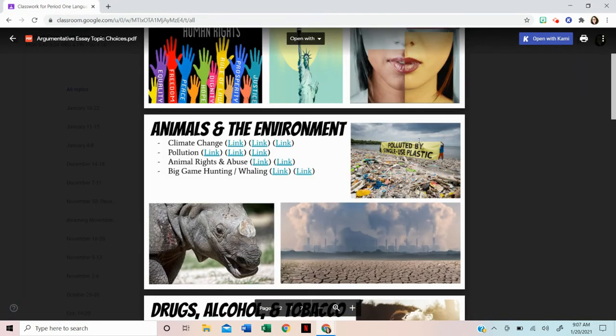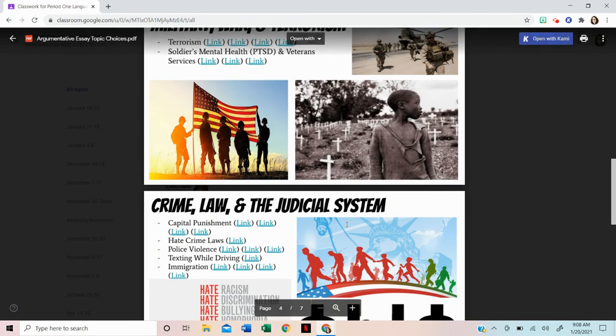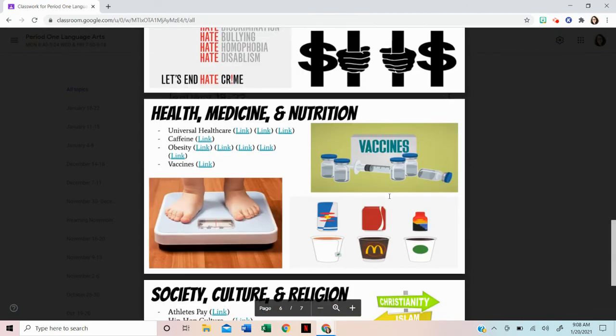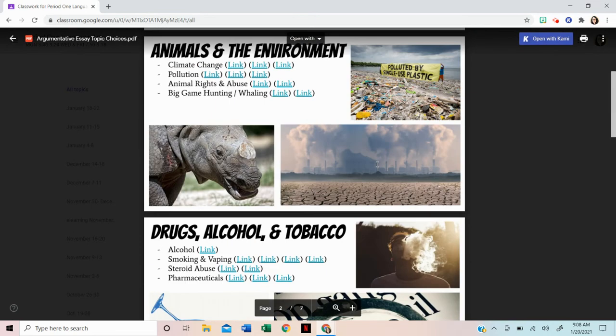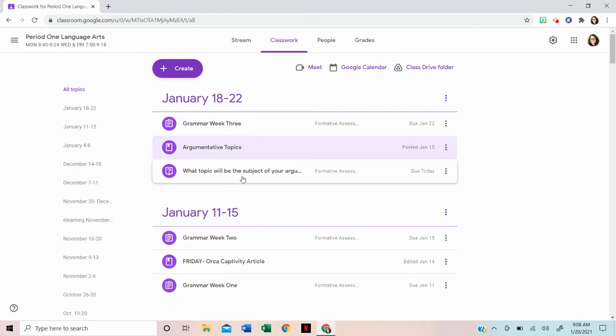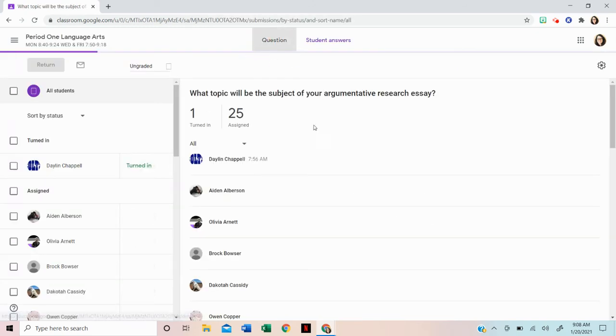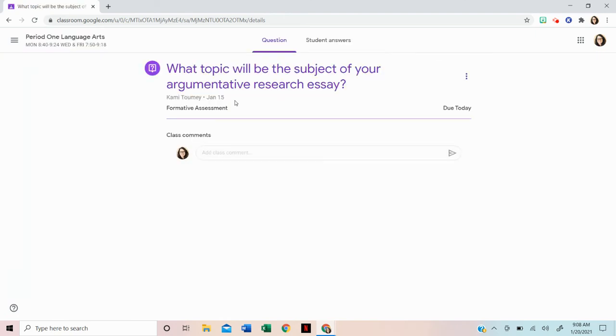There are, like I said, a ton of them to pick from, so don't feel like the first one that you click on is the one that you have to pick. You've got all day to really look through these and figure out which one you definitely want to write your paper on. Okay, but once you do figure it out, you are going to notify me of what you pick. So right here is our question for today. So the question is right here: what topic will be the subject of your argumentative research essay? So all you got to do is answer that question, and that lets me know, hey, this is my topic. This is what I'm going to write my paper on.